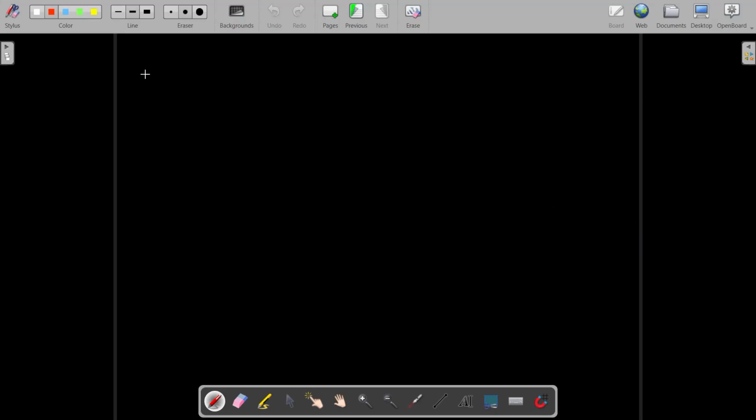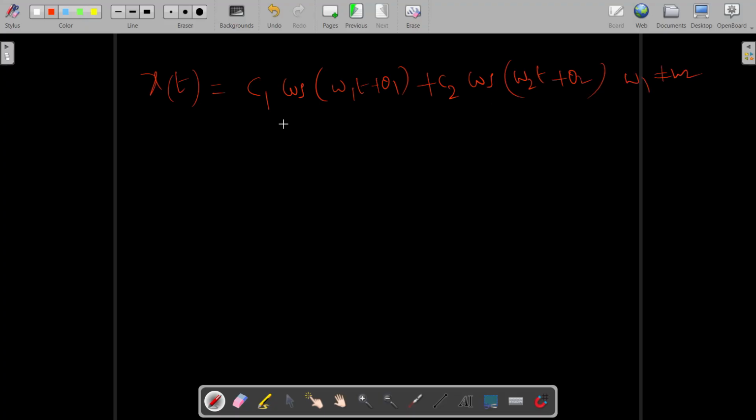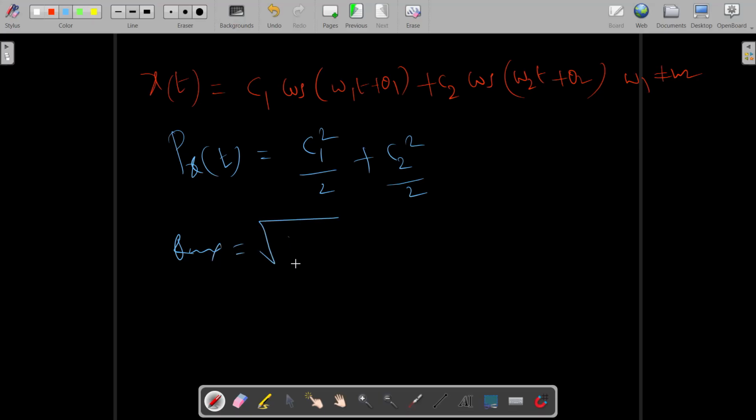So for x of t equal to c1 cos(omega 1 t plus theta 1) plus c2 cos(omega 2 t plus theta 2), under the condition omega 1 is not equal to omega 2, what is the power we got? The power of x of t is going to be c1 squared by 2 plus c2 squared by 2, right? If you want the RMS value, the RMS value is going to be the square root of the power, correct?